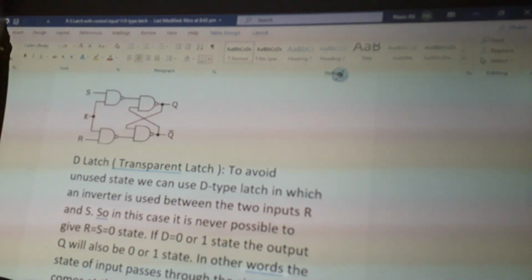So the 0 state is given to the D input, and this 0 state passes through the circuit, and at the output we get 0 state, that is Q is equal to 0. So the input state passes through the circuit, and that is why it is called the transparent latch. And if we give one state to the D input, this one passes through the circuit, and at the output we again have one state. Now the circuit diagram is drawn.